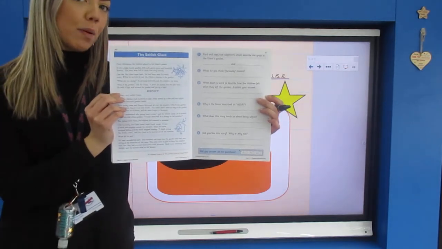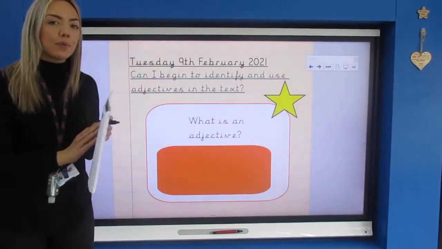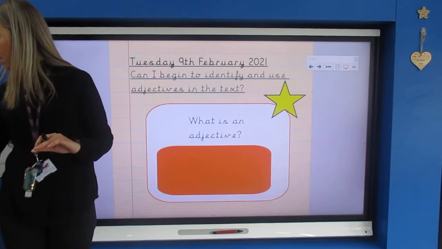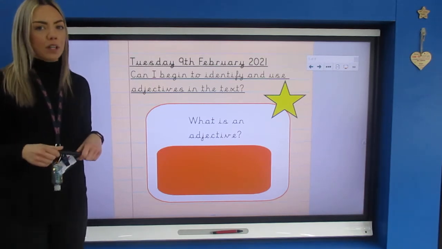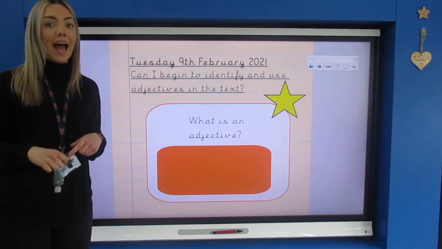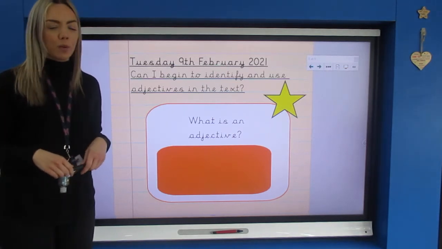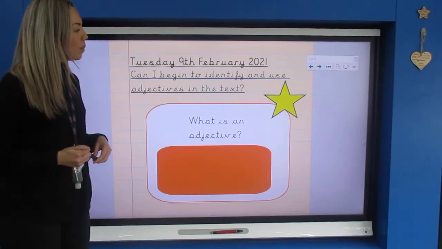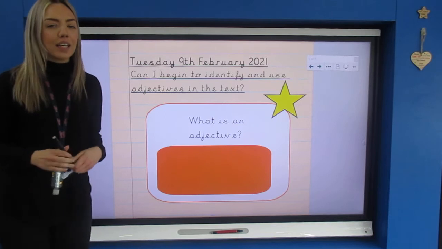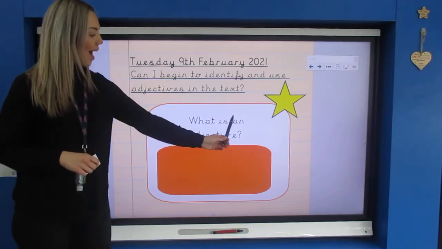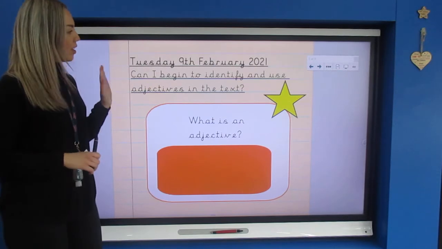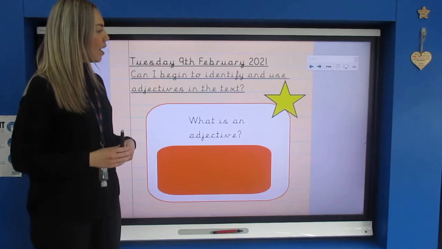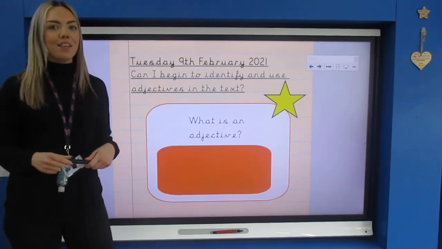So you can get your booklet prepared and you will also need your whiteboard and your pen, or some lined paper and a pencil, okay? Now today in our comprehension booklet we have got quite a large text that you will have seen just when you opened your booklet. And in our text there's quite a lot of work to be doing, so to warm our brains up today we are going to start thinking about the word adjective, okay? And our learning question for today is, can I begin to identify and use adjectives in the text?